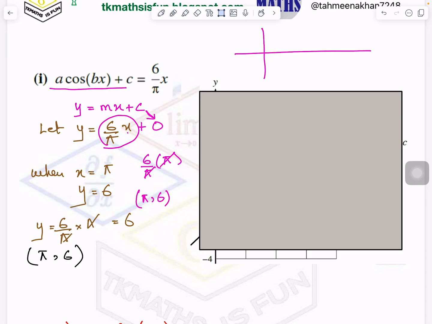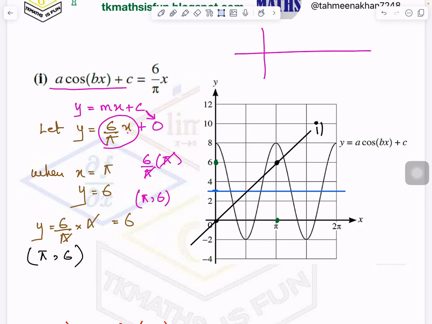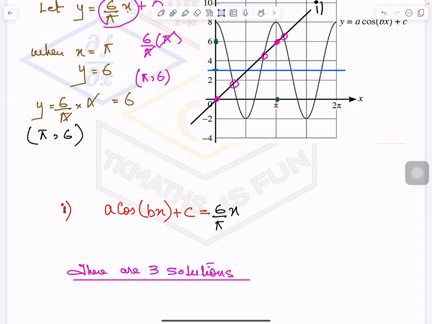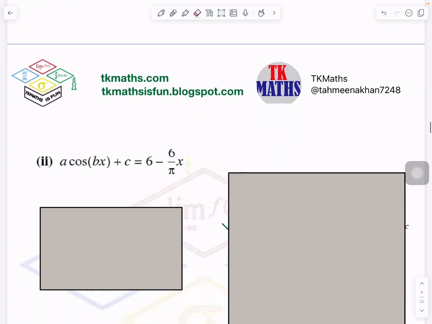Okay. So see here, I have drawn the line here. So this is my origin and this is pi and this is 6. So this is another point and you draw it. So how many solutions do you get? 1, 2, 3. So this equation will give you 3 solutions. So you just need to mention it clearly in the exam paper. Okay, there are 3 solutions. Now let's see the next one. If I just rearrange it, I'm talking about this part.